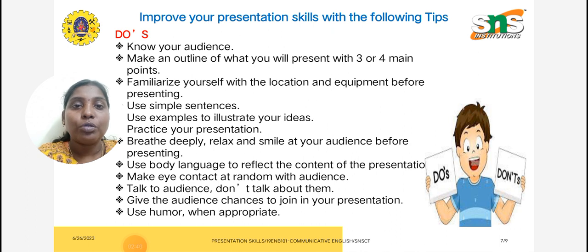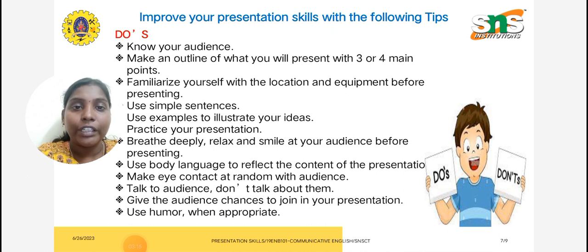The next one is to use simple sentences. When you are addressing a huge audience, or even a very limited audience, use simple language. In this way you can convey your message very easily, and use examples to illustrate your ideas. Instead of putting everything theoretically in your slides, you can make your slide with pictorial or graphical representation. A picture can create an impression among any type of readers.